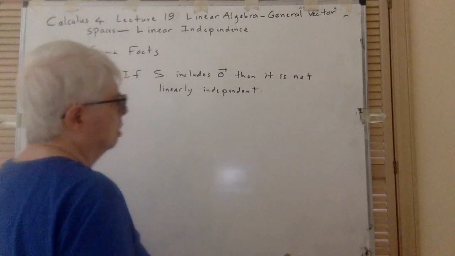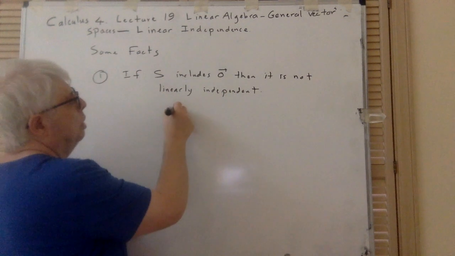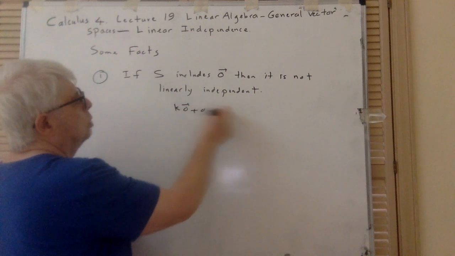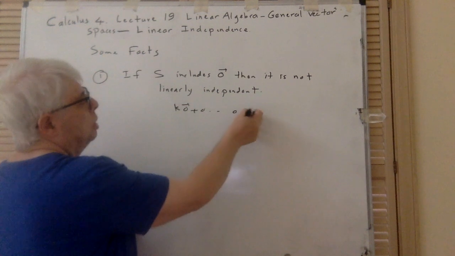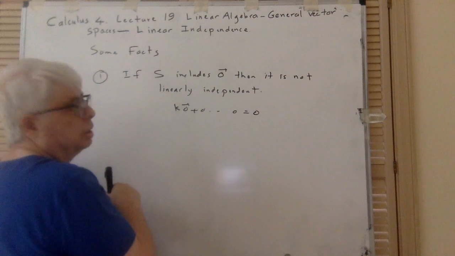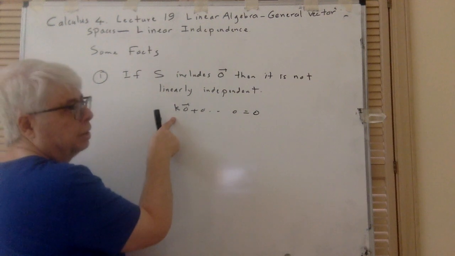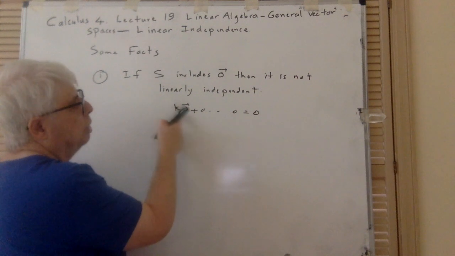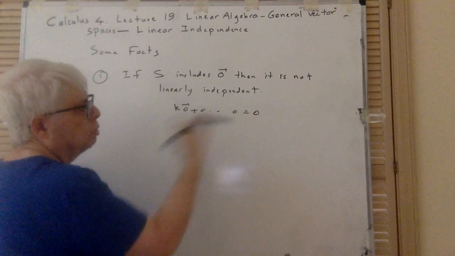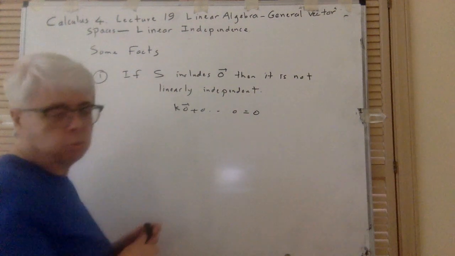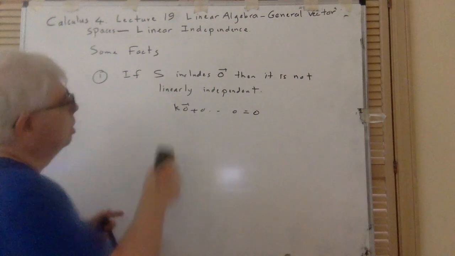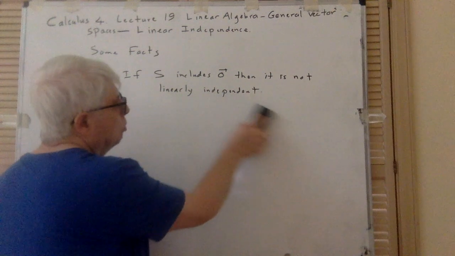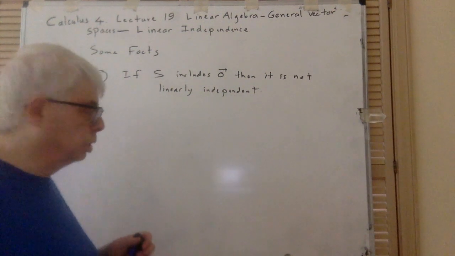Why? It's very simple. You just write k times 0 plus 0 times the rest of them, and this is 0, and this is not a 0 combination. You see, this k is not 0. It doesn't have to be 0. But any k times 0 will give me 0. The rest of them can be 0. But this is one of them which goes with 0, then will give me a non-zero solution.